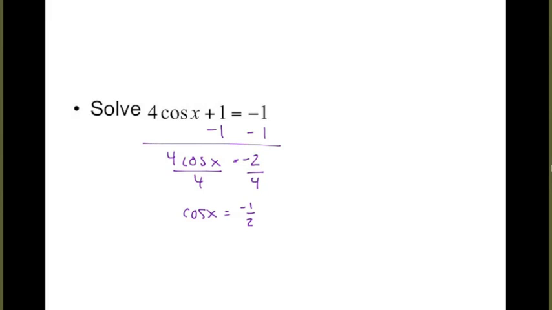Step 2, use SOHCAHTOA to figure out what kind of angle this is. So cosine is adjacent over hypotenuse. Which triangle has hypotenuse of 2? 30, 60, 90. And in that, which angle is adjacent to the 1? 60. The 60 is right next to the 1. We're going to be working in radians. 60 is 180 divided by 3. So that's step 2. Figure out what kind of angle we're working with. We're working with pi-thirds angles.